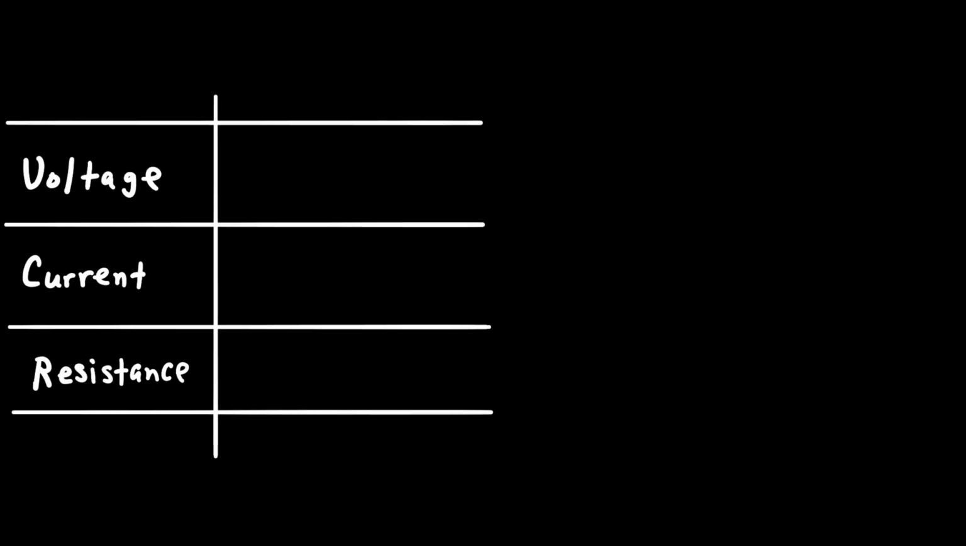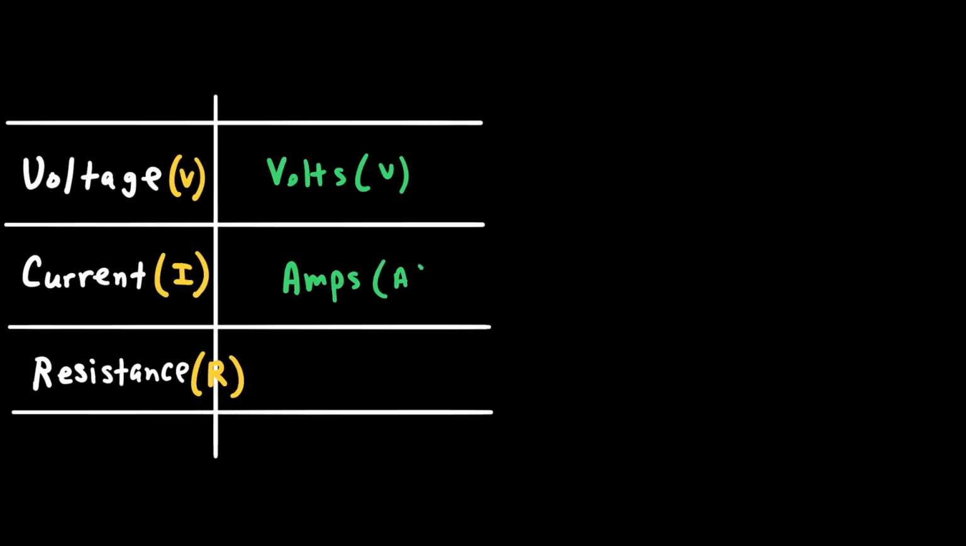To summarize the three main things that I talked about so far, voltage is abbreviated with the letter V, current is abbreviated with the letter I, and resistance is abbreviated with the letter R. Voltage is measured in volts, which is abbreviated with the letter V. Current is measured in amps, which is abbreviated with the letter A. And resistance is measured in ohms, which is abbreviated with the Greek letter omega.